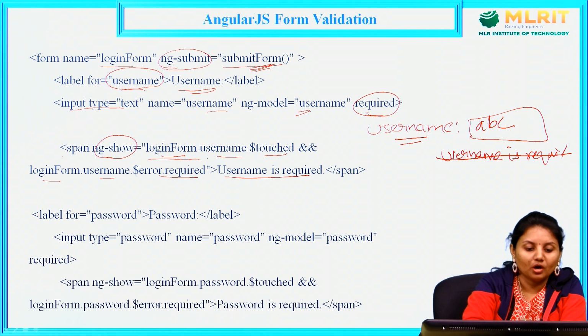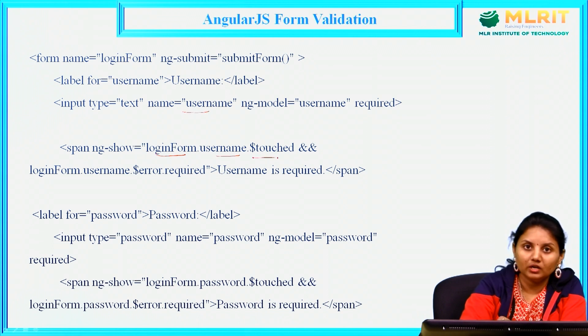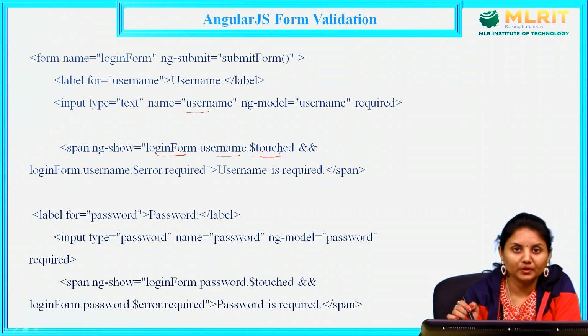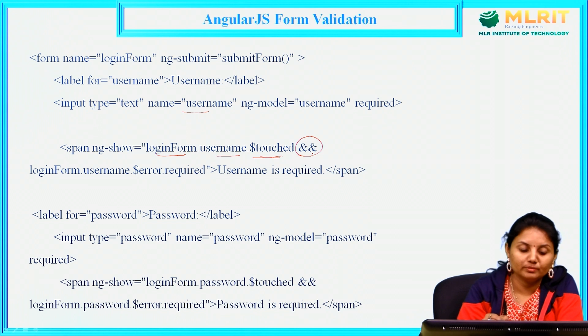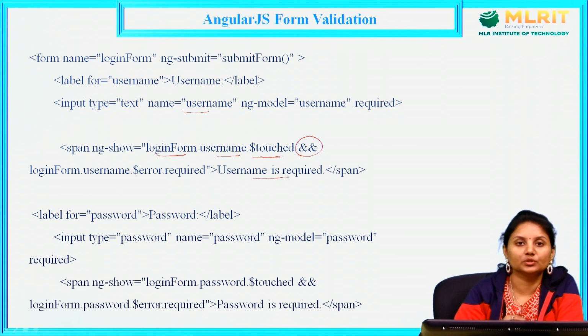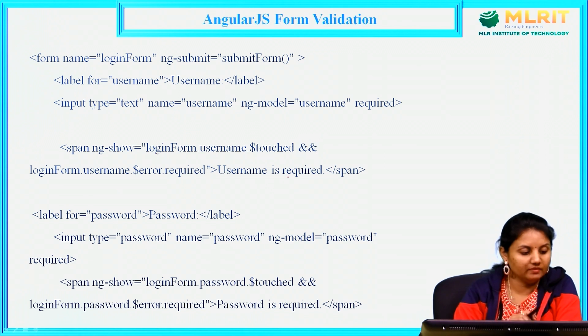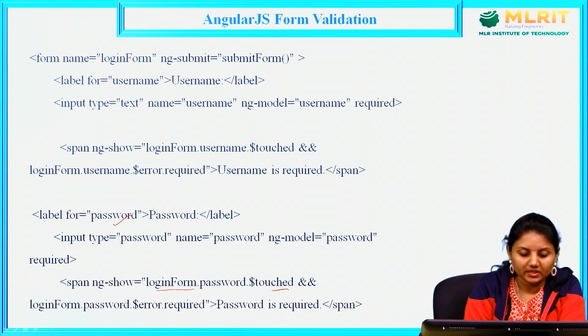loginForm. What is loginForm? It is your form name. Username is the name of the input. $touched means whether the input has been interacted with or not. And means both the conditions should be true. When it is touched and the error required is true, then this message will be printed there. Similarly, we are giving one for username and one for password, loginForm.password.$touched and loginForm.password.$error.required.